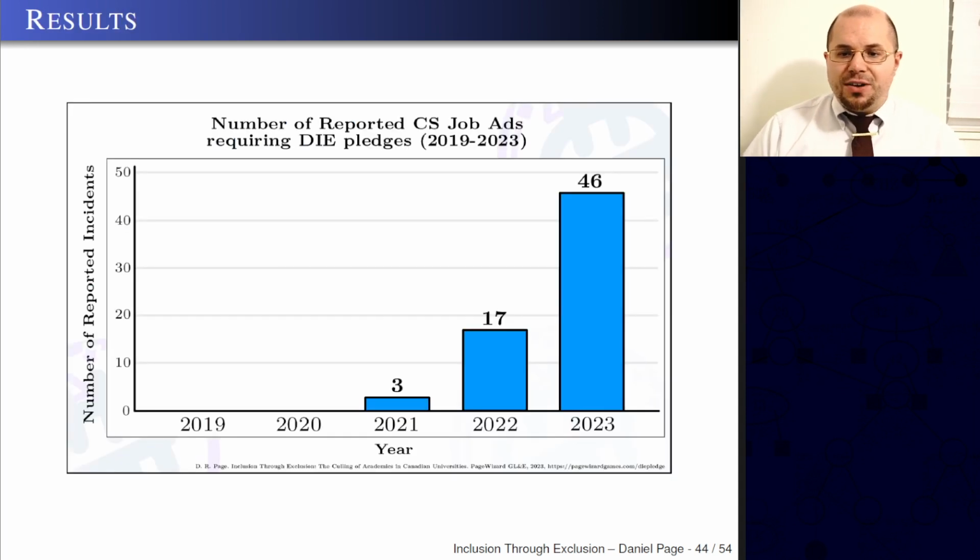So here are my results. So again, I talked about this earlier on. These are the number of CS job ads I found. These are across CSCAN and other university websites. You'll see that the prominence of this has dramatically increased, more than doubling each time.